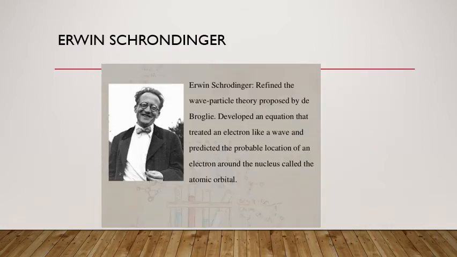Erwin Schrödinger in 1925 derived a wave equation, refining the wave-particle theory proposed by de Broglie. He developed the equation which treated the electron like a wave and predicted the probable location of an electron around the nucleus, called the atomic orbital, and contributed the quantum mechanical model of the atom.